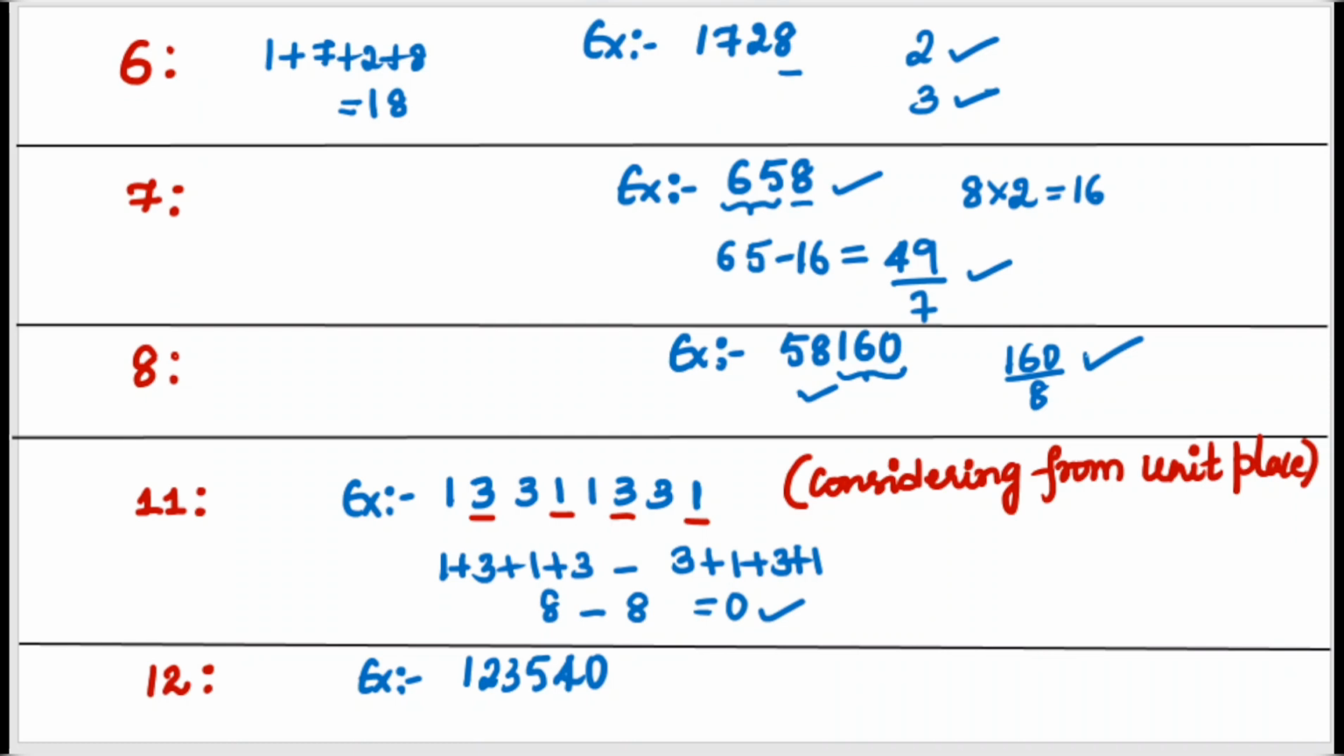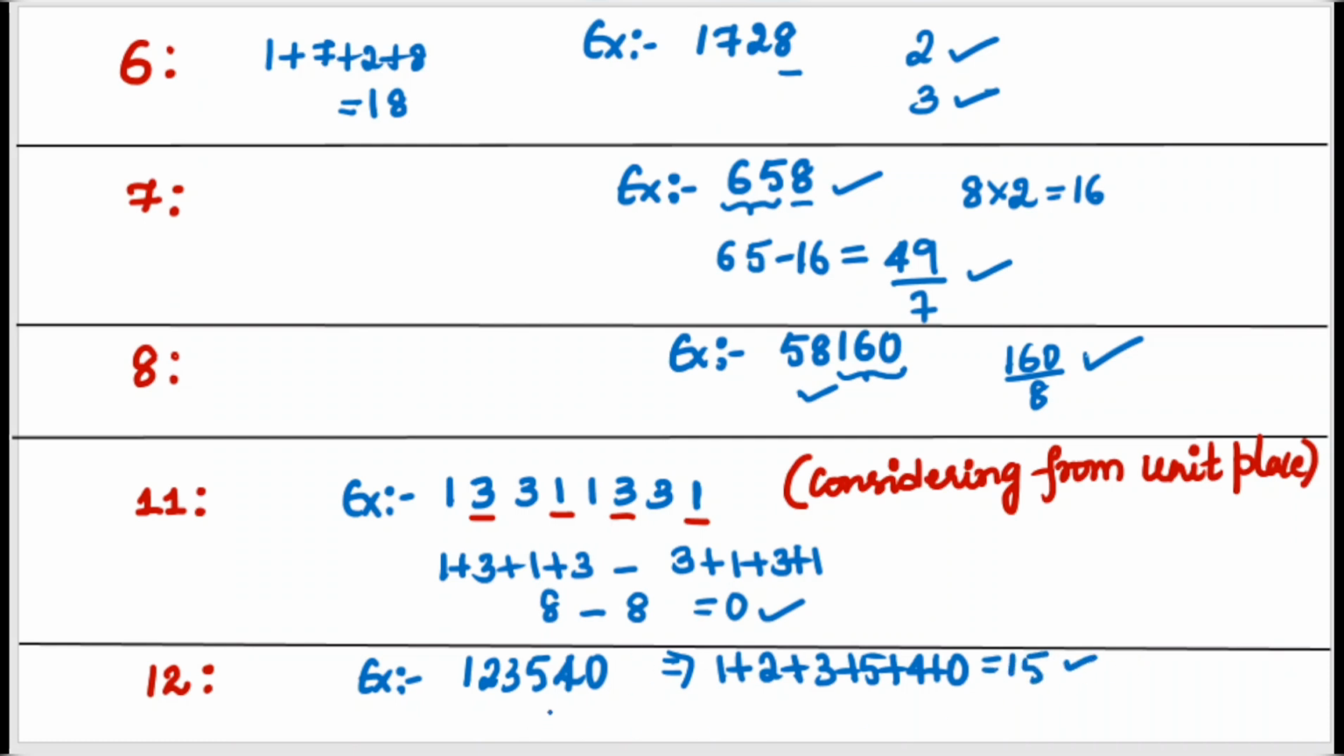What is the divisibility test for 12? It should be divisible by both the numbers, that is 3 and 4. Now what is the divisibility test for 3? On adding the digits, we need to get a result that is completely divisible by 3. Then the complete number is divisible by 3. We shall solve this example: 1 plus 2 plus 3 plus 5 plus 4 plus 0. What solution did we get? 1 plus 2 is 3, 6, 6, 10, 15. So 15 is divisible by 3. Yes, this number is divisible by 3.